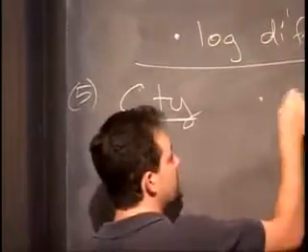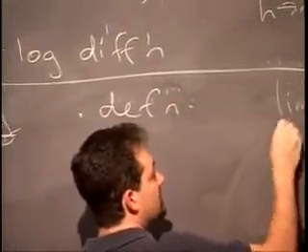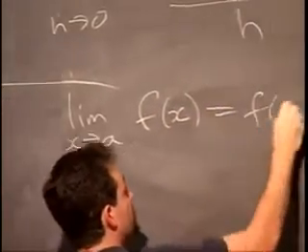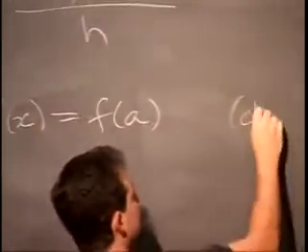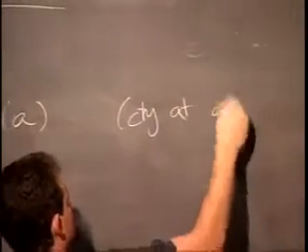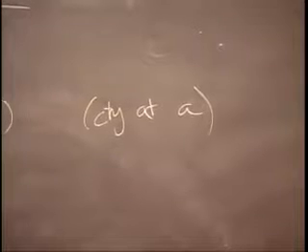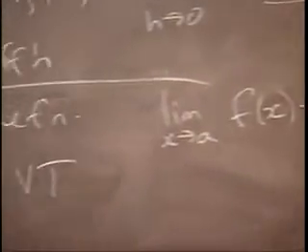You need to know the definition, which is that the limit as x goes to a of f of x equals f of a, and that both sides exist, in fact. So this is continuity at a. So you should know that definition, and you might have to apply it. You should know some simple examples. You need to know the intermediate value theorem and be able to apply it.